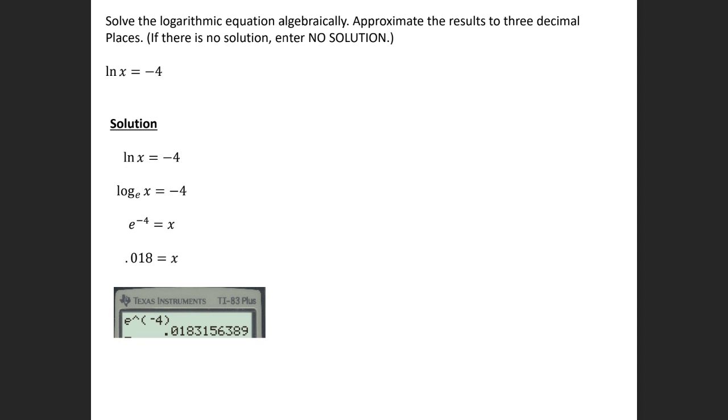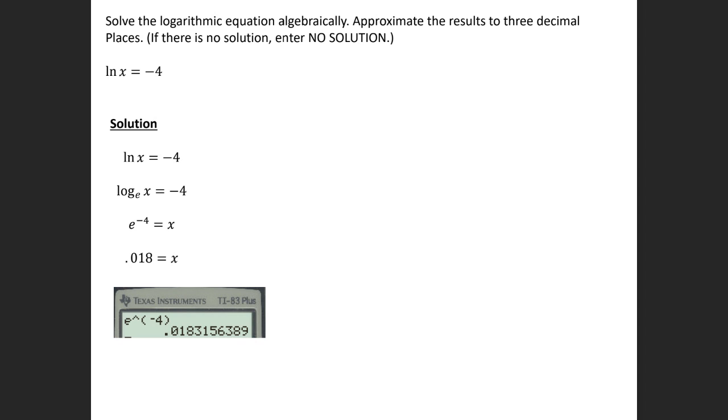So my base is e. Again, the input of the log becomes the output of the exponent. So the input is x, so my output of the exponent is x. The output of the log is the input of the exponential equation. So here we can see that e to the negative fourth power rounded to 3 decimal places gives me 0.018.